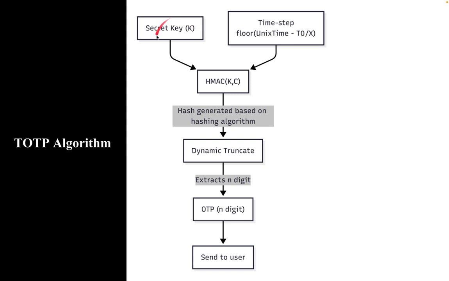Again, the same thing. Rest are the same things, like we feed three things: the secret key, timestamp, and the hash algorithm to the HMAC, and it will give you 20 bytes of hash code. The dynamic truncate, the same functionality it did in the HOTP, it would be responsible for reducing it to n digit and giving you the OTP. Let's see a brief example of how it works.